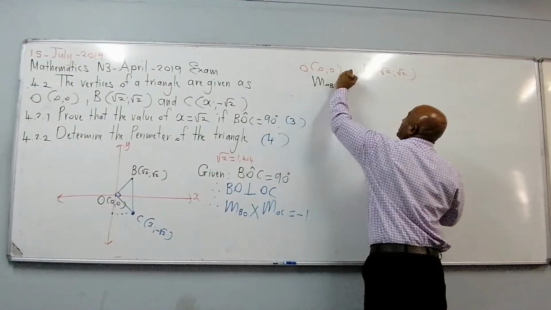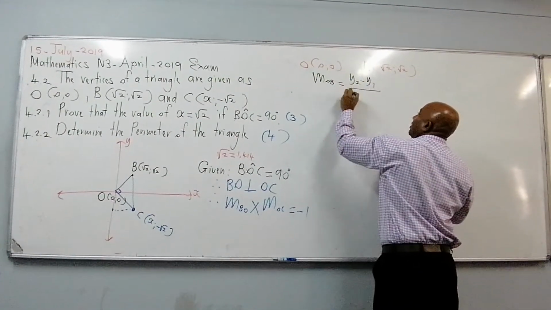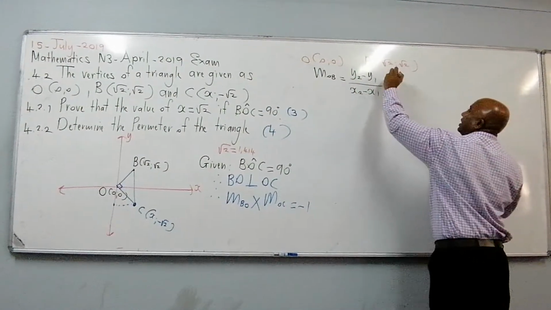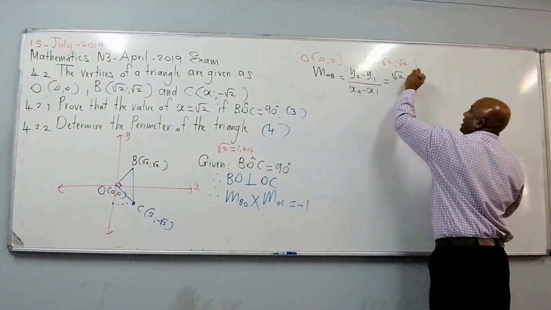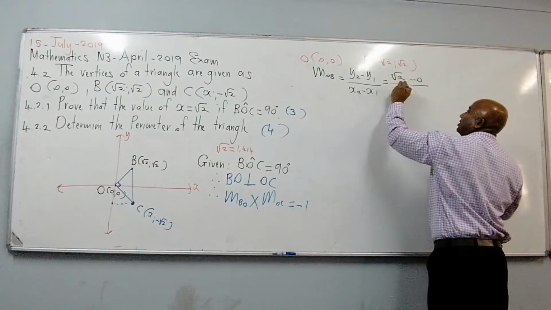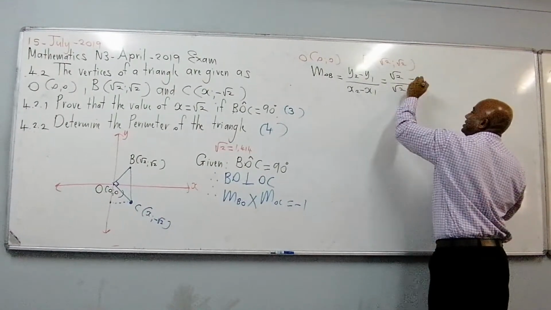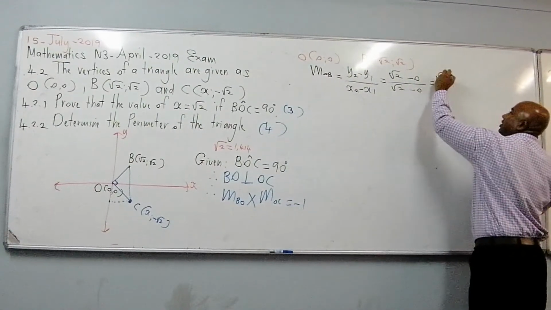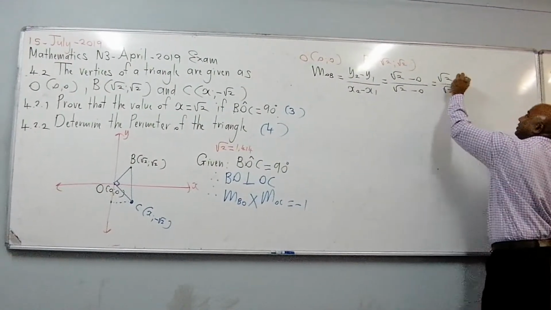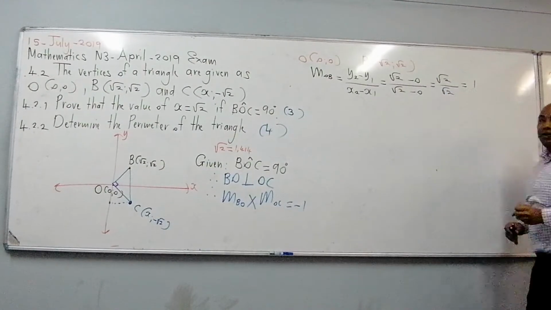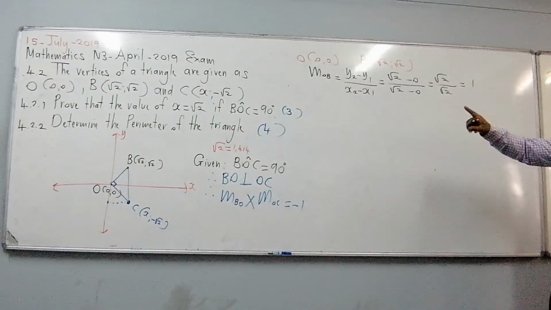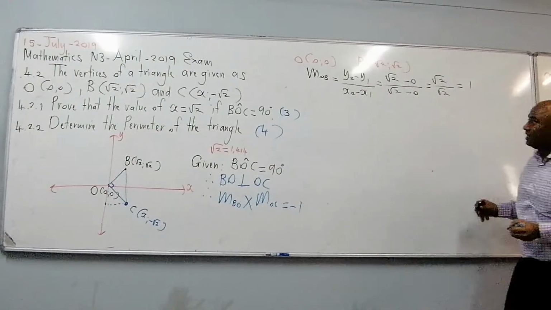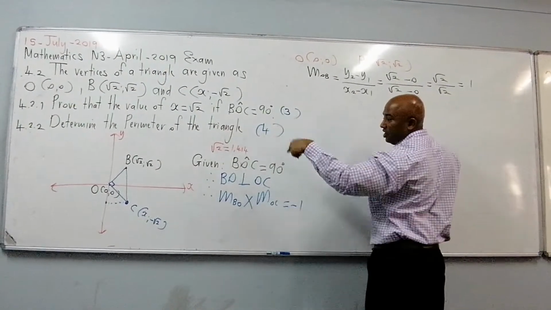Okay, so if I want to work out the gradient of OB, I'm going to go m of OB, that's going to be y2 minus y1 over x2 minus x1. So my y2 there is √2, my y1 is 0, x2 is √2, x1 here is 0. So therefore m of OB is equal to √2 over √2, which is equal to 1. So the gradient of OB is 1. Okay. Now, what is the gradient of OC?